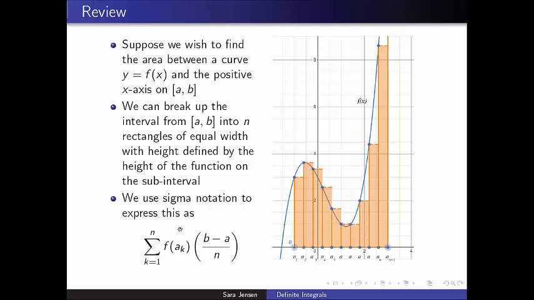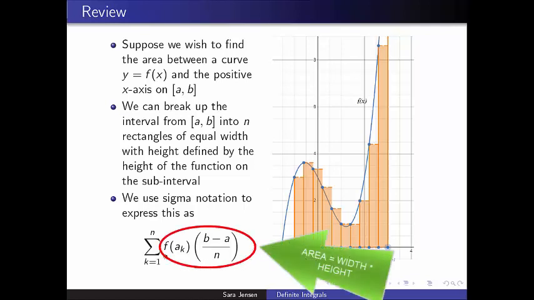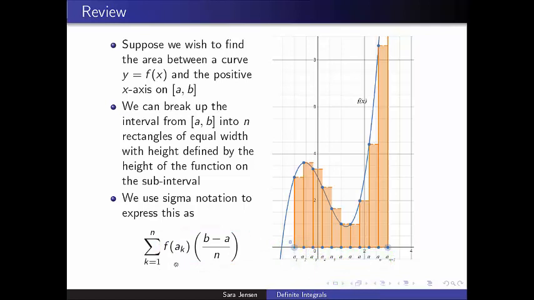So what this summation is indicating is that we can find the total area in orange, pictured on the right, by summing, the sigma is a Greek S for sum, the individual areas of the rectangles, and the individual area of the rectangle from a sub k to a sub k plus 1 is given by this expression right here, the width of the rectangle multiplied by the height.